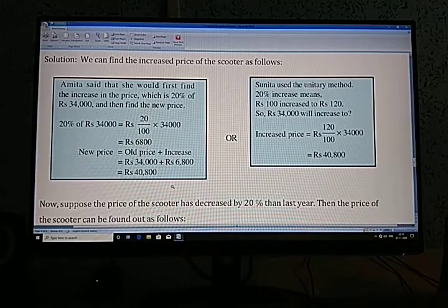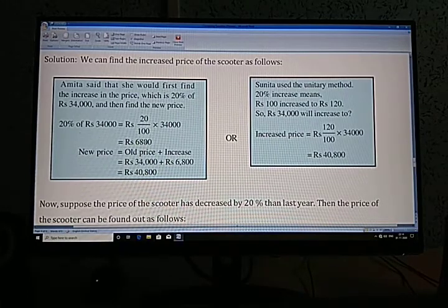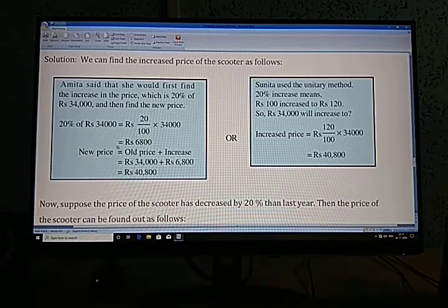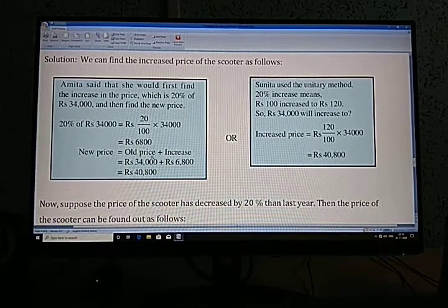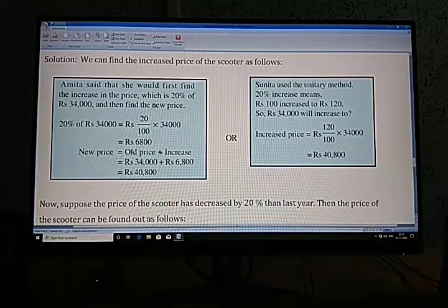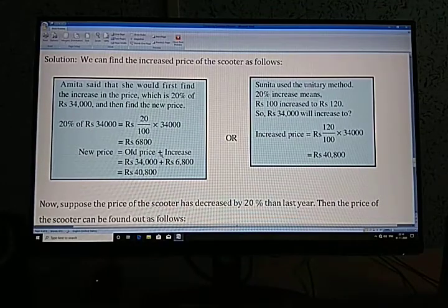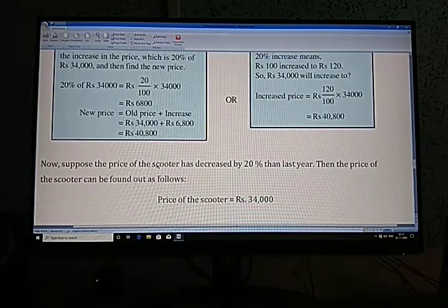The procedure is exactly the same till here, because 20% of 34,000 is 6,800. This much is the same procedure, nothing to worry about. And what will be the new price? Here also the procedure is exactly the same, just since it is a decrease percentage, you have to put a minus sign here. That means the formula will be old price minus decrease. Whenever there is a decrease, it will be minus.